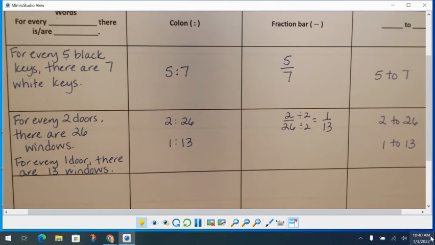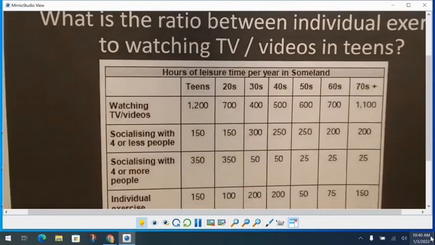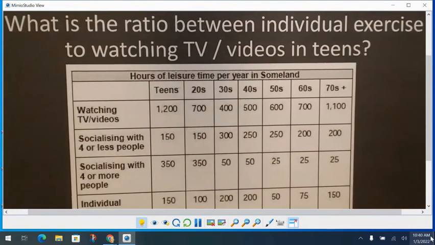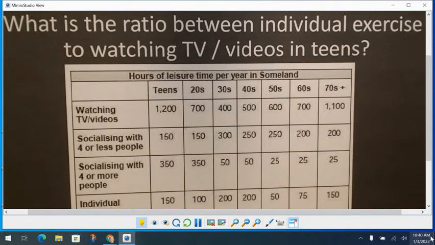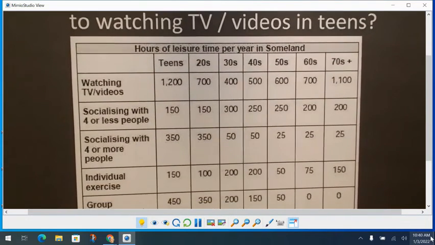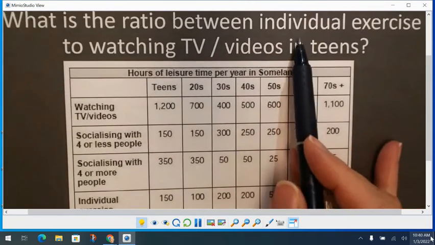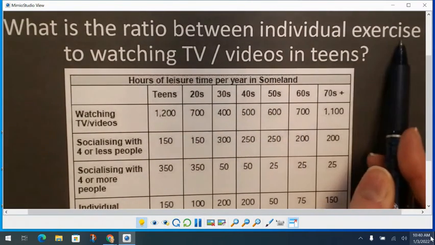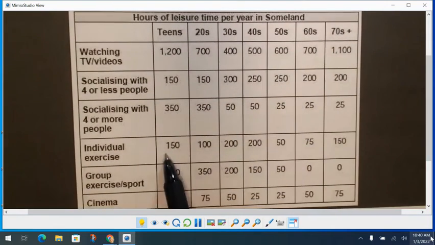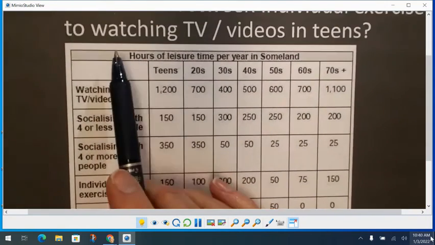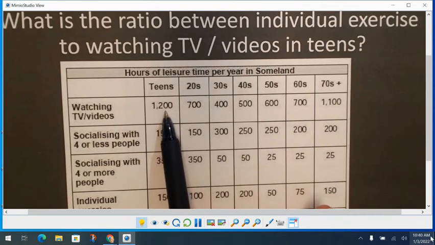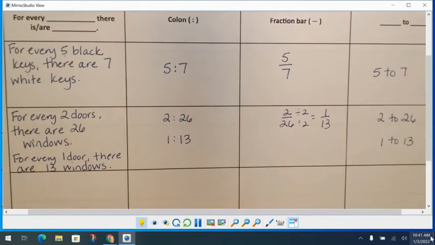So sometimes you'll be asked to simplify a ratio. Here I have, what is the ratio between individual exercise to watching TV and videos in teens? Well, if I look down my teen column here, individual exercise is what they ask for first in my ratio questions. That'll be my first number. Individual exercise is 150. Watching TV and videos is 1200. So when I write my ratio, it's going to be the 150 first.